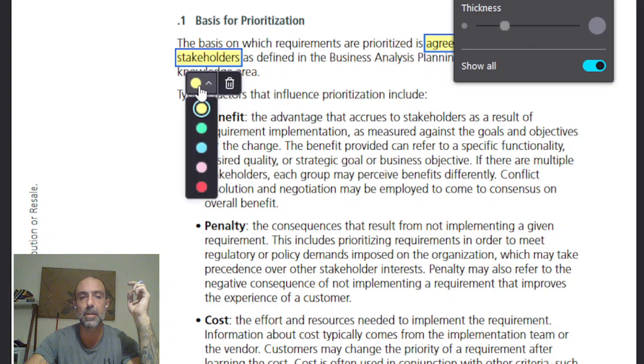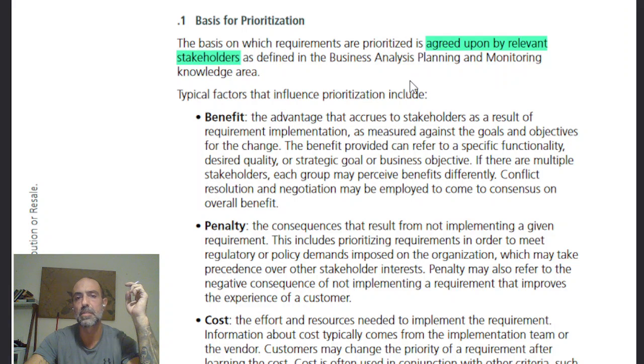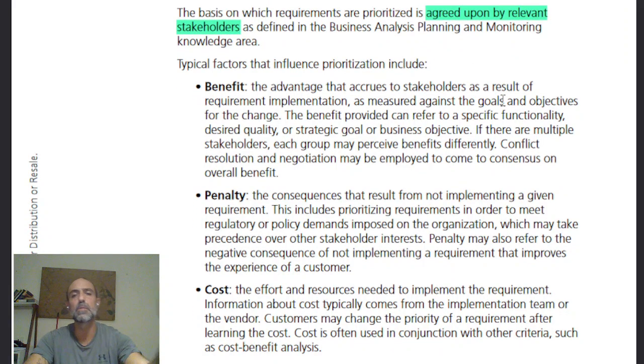Let's give it green. Why did I choose green? I don't know. Should I pick different colors for different weights? But we're just highlighting stuff that we don't really have to consider ourselves because we're handing it over to the stakeholders.